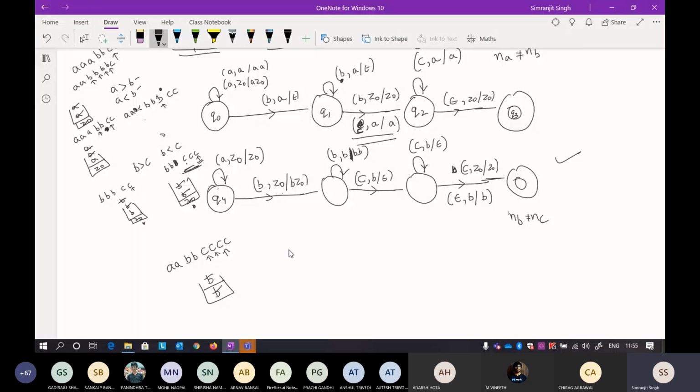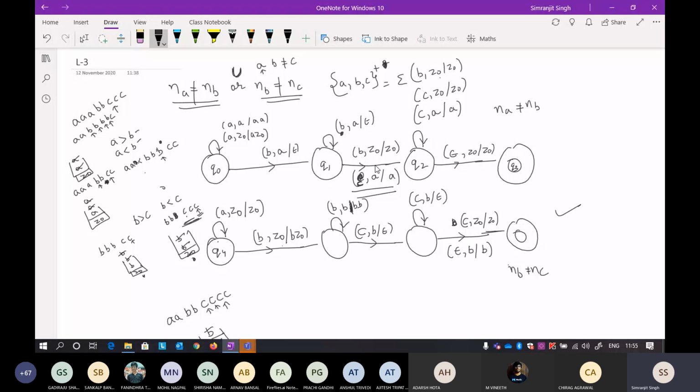Okay, so I think that is the correct one, but if you think, just take another two or three scenarios and test it, and it is still not complete because this is a totally different PDA and this is a totally different PDA. Okay, so now our main concern is this union.